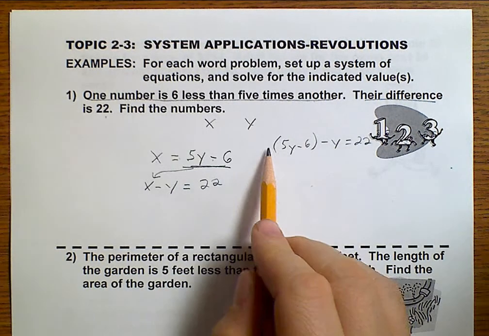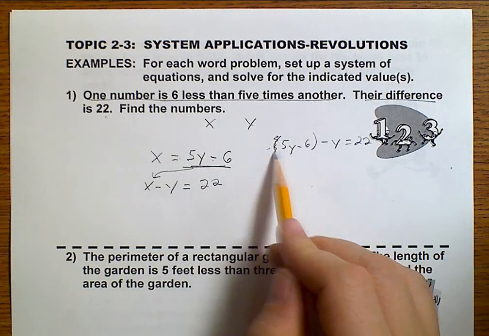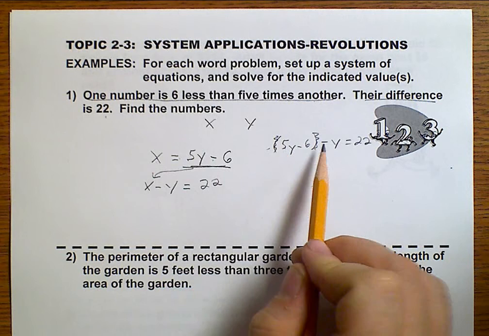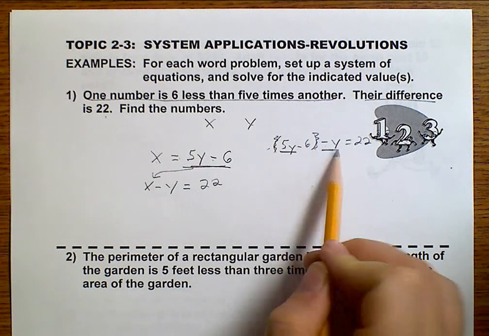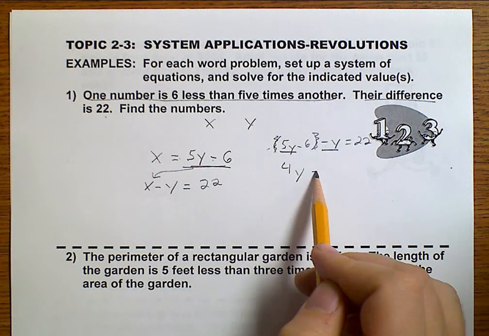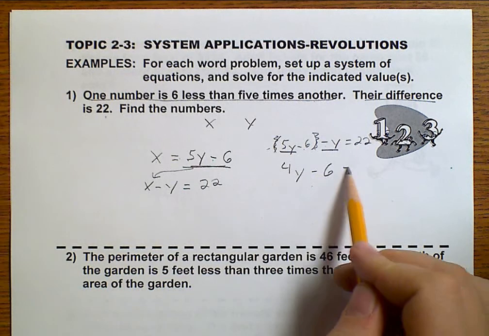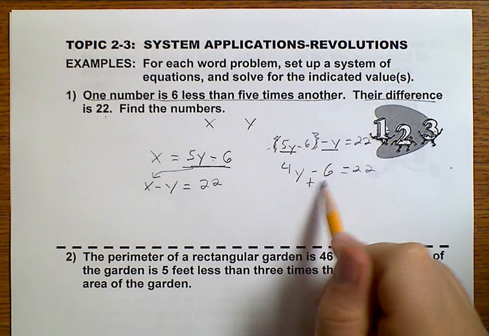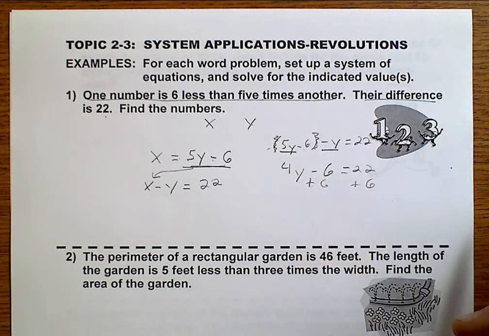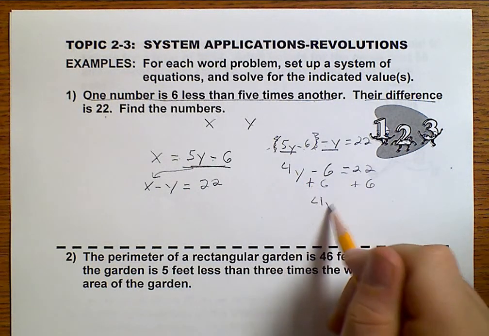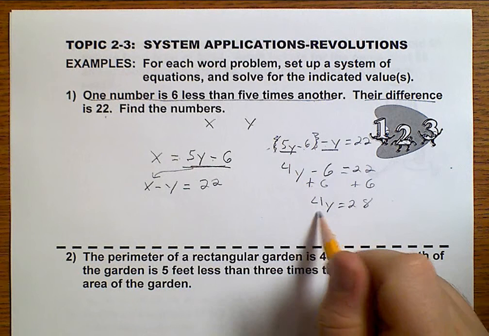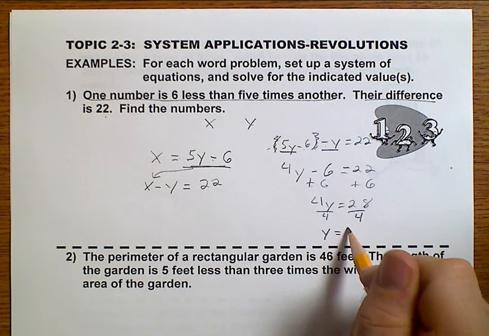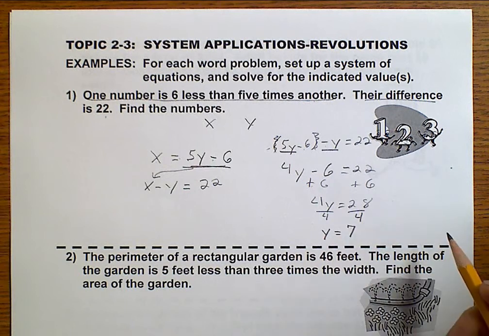Since there's nothing in front of the parentheses, they don't matter. So 5y minus y gives me 4y, this minus 6. That still equals 22. When I add 6, I get that 4y equals 28. Dividing by 4, I get that y equals 7.